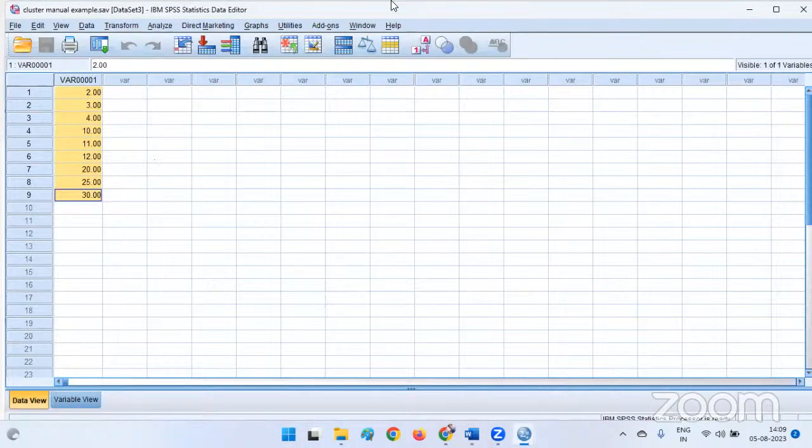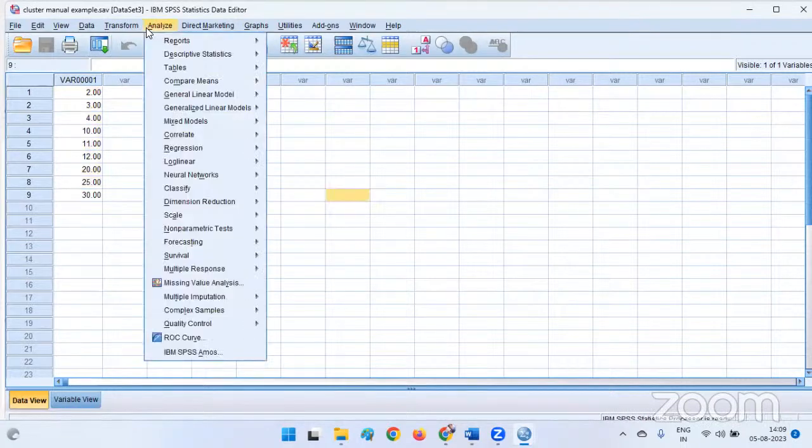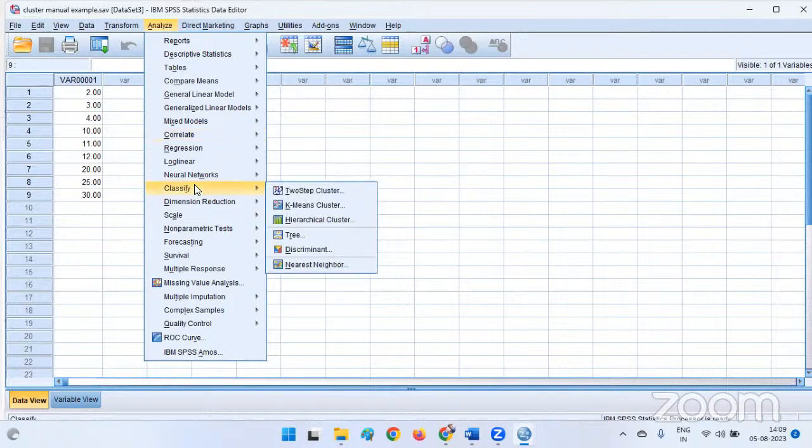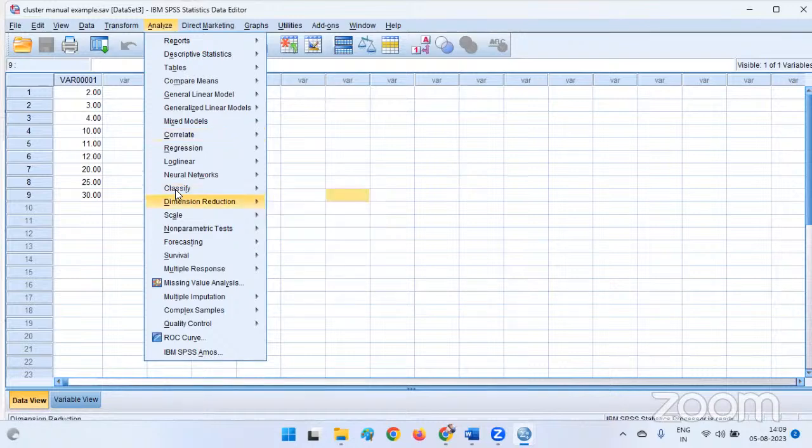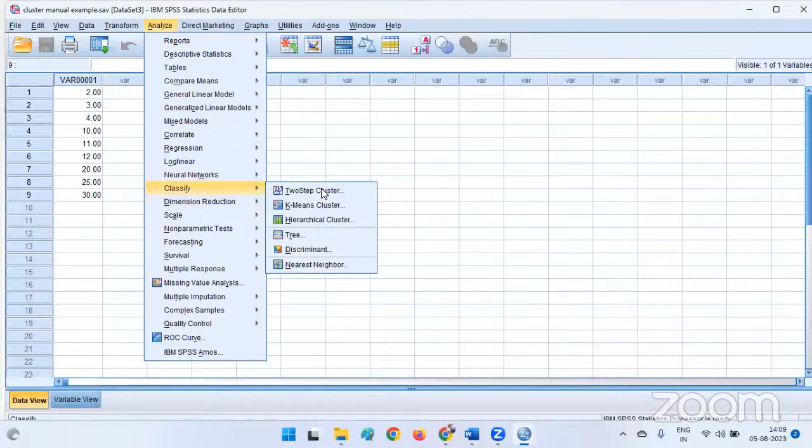Okay. So now what we'll do is we will simply go to Analyze. In SPSS, we know that all the commands are there in Analyze. For data analysis, we will go to Classify. In Classify, we have many types of clusters: two-step cluster, k-means cluster, hierarchical cluster, tree, discriminant analysis, and nearest neighbor. So we'll go for the k-means cluster approach.